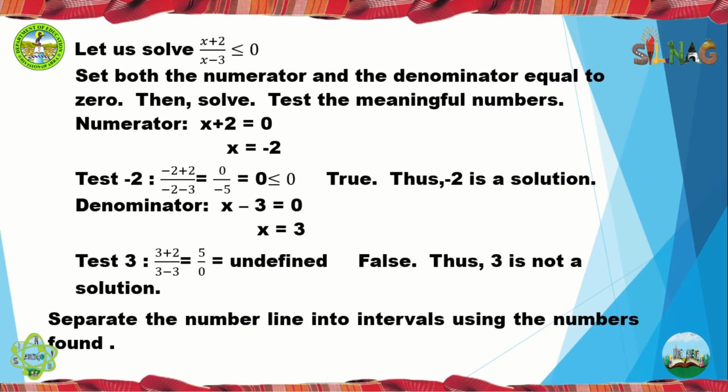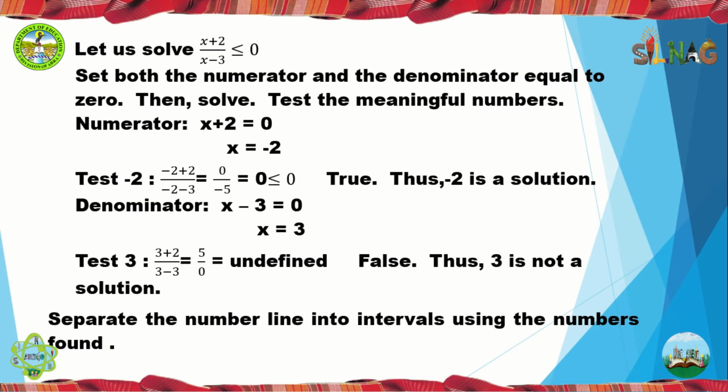Then we also equate the denominator x minus 3. If x minus 3 is 0, then x is equal to 3. Then we substitute 3 in the given. So we have 3 plus 2 over 3 minus 3. 3 plus 2 is 5. 3 minus 3 is 0. So the result is undefined. If it is undefined, it is a false statement. Thus, 3 is not a solution of the given inequality.